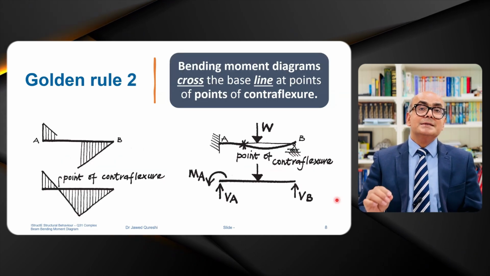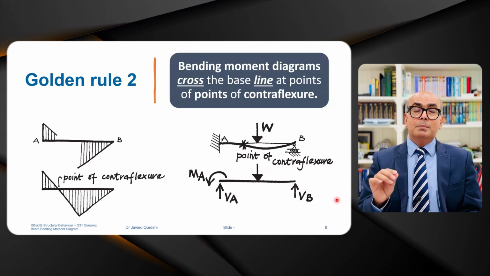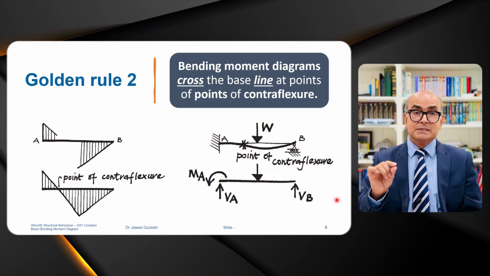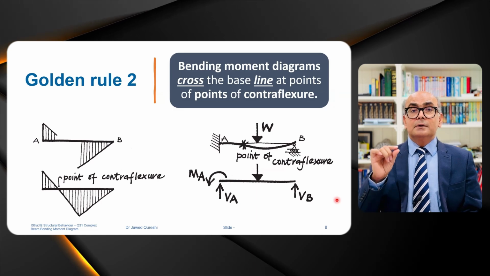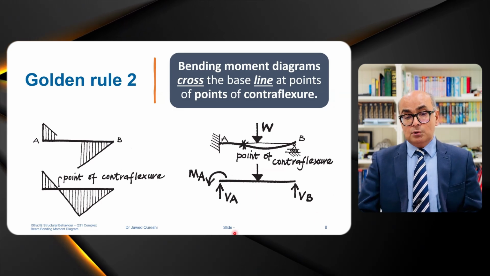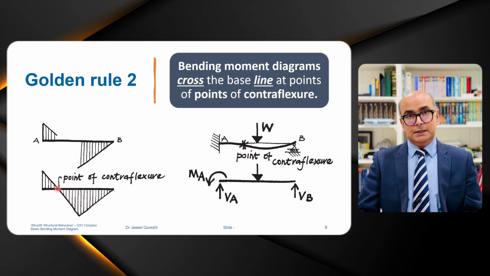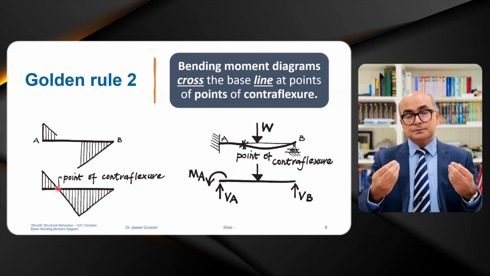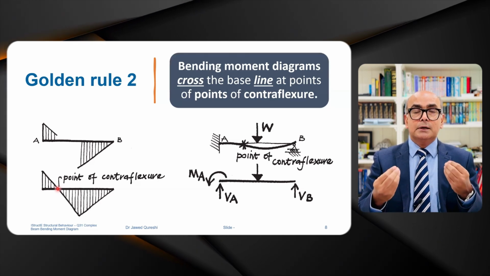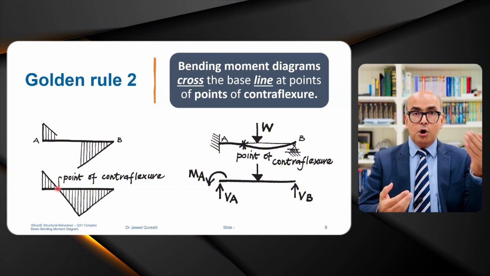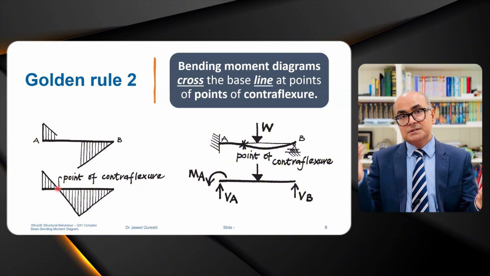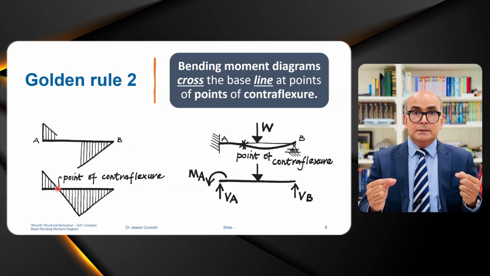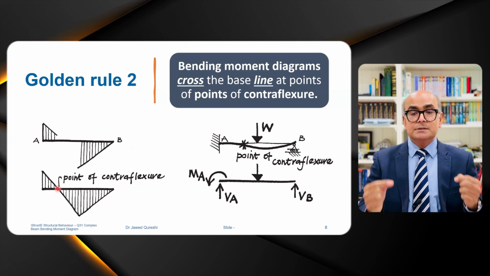Rule number 2 is about bending moment diagram crossing the baseline. Wherever it crosses the baseline, wherever bending moment is 0, it is termed as point of contraflexure, or in other words, we call it inflection point as well. At that point, bending moment crosses the baseline from hogging or negative moment to sagging or positive moment. At that point, bending moment is 0.